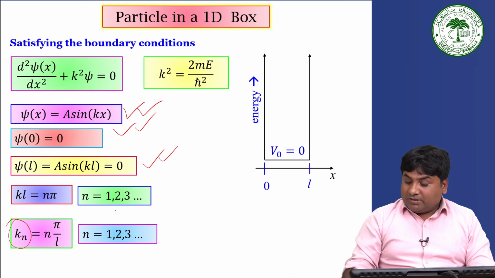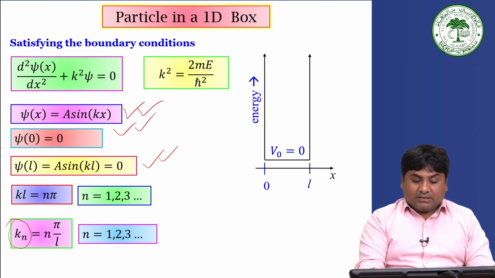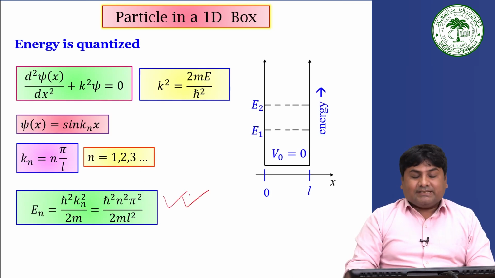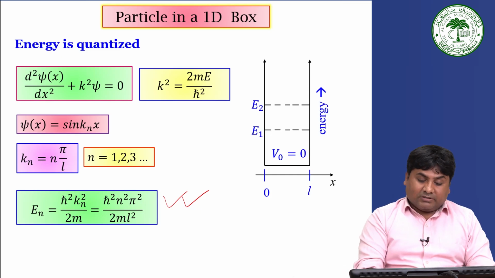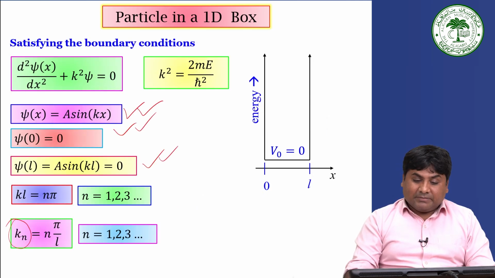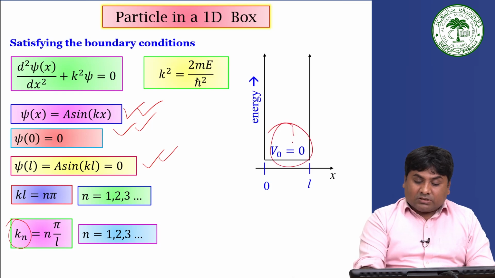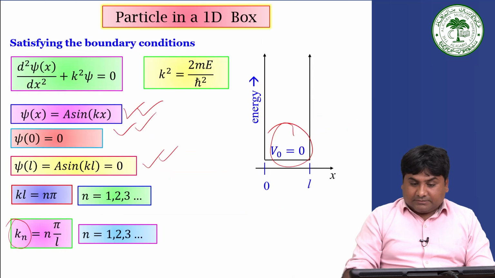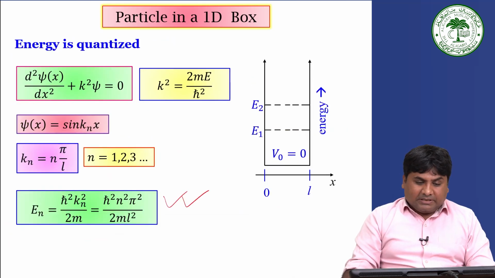From that you will also get the quantized energy levels. You see that the quantized energy level is given by this equation. This is En is equal to h cross square kn square by 2m, or you can write the equation like this: h cross square n square pi square by 2m L square. I just want to briefly mention that here the potential energy is 0, so because of that we consider V equal to 0.